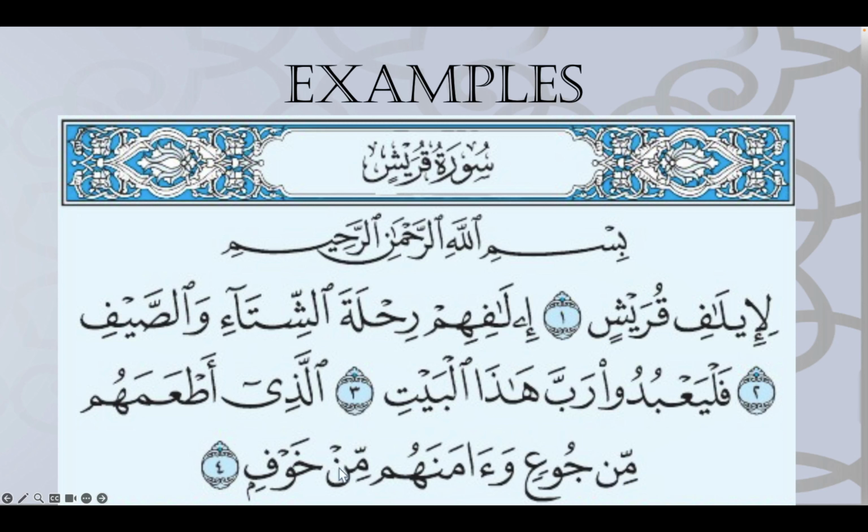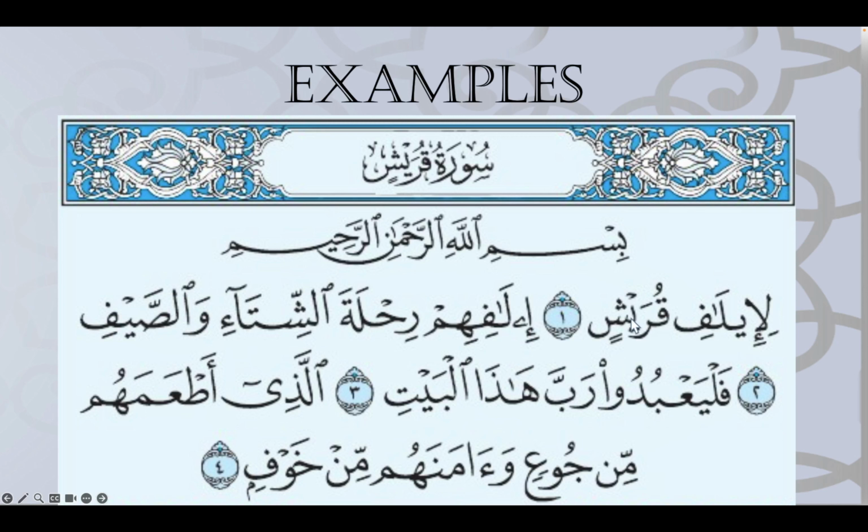Now, for all of these, Quraysh, Shita'i, Bayt, and Khawf, this is an example of Maddulleen. We will go to that example in just a second as well, but this is actually an example of Maddulleen as well. All these examples are Maddulleen, right? So Ra with fathah, ya sukun, this is Quray.